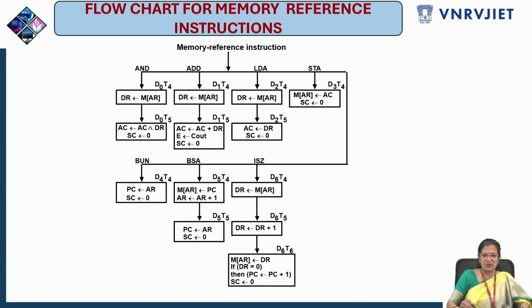So this is the entire flow chart, showing what happens for the first AND instruction, add instruction, load accumulator instruction, store accumulator instruction, like that. Okay, because I have spent some time on the instruction set, I'm skipping here. It is nothing but register transfers shown in the appropriate timing signals.